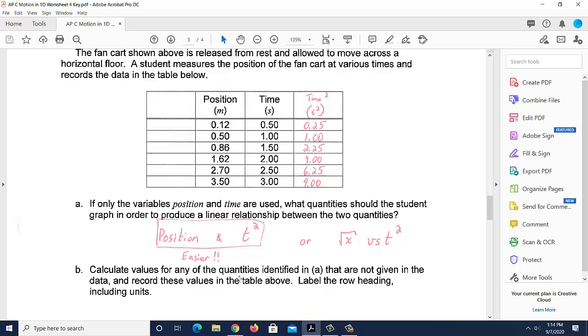Then it asks you to calculate the values for those variables, put them in the data table, and label the row heading including units. Silly point to give away if you don't label the units. And note, this is something they often do. They give you a row over here in case you decided to mess with the position, and a row over here in case you mess with the time.